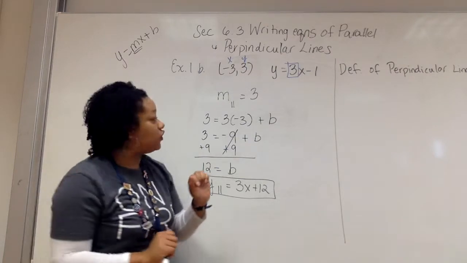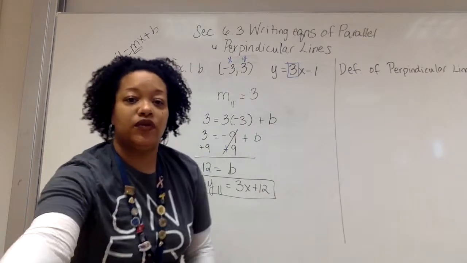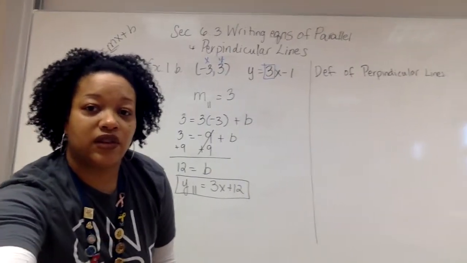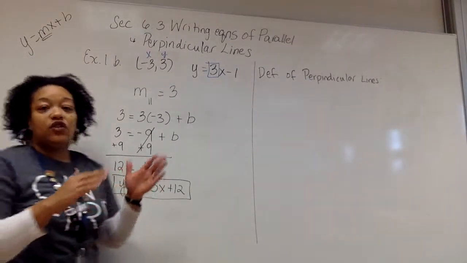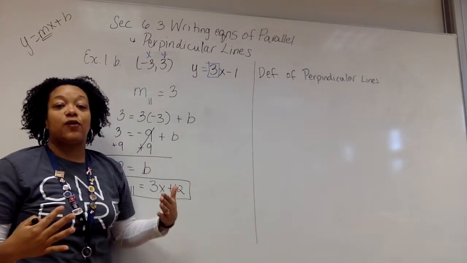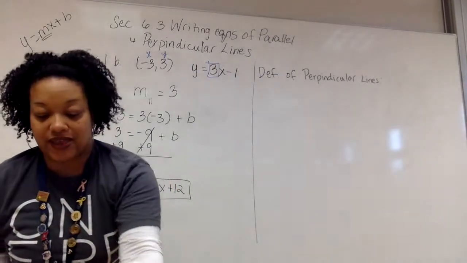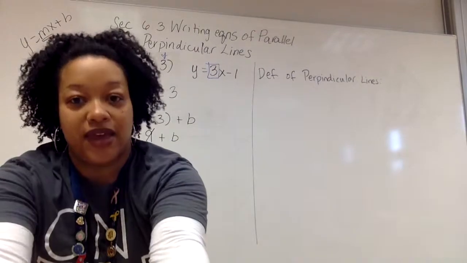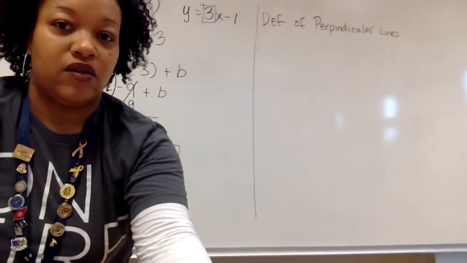Now, I'm going to move on to perpendicular lines. I'm going to move the camera over just a little bit so you can see. There we go. Parallel lines, you know they never intersect, which is why the slopes are exactly the same. Perpendicular lines are a little different, and I think I'm going to move a tad bit closer. There we go. You can see.